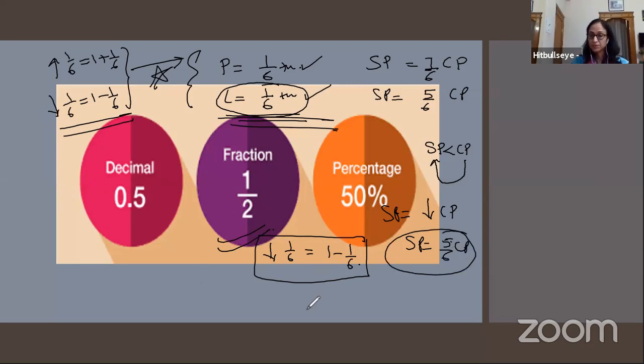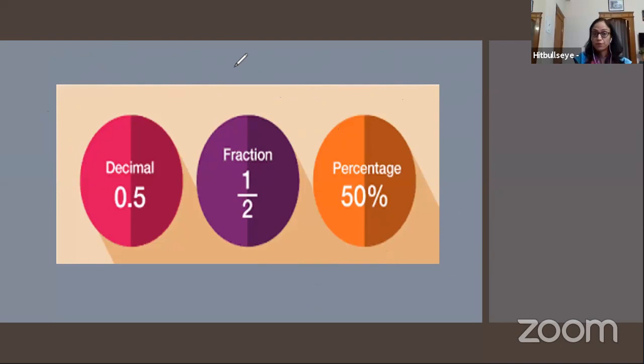Okay, now only that person will answer whom I'm going to ask. So, okay, Manisha, your chance. If profit is say 1 by 8, tell me this fill in the blank. What has to come here? Manisha. Manisha, go ahead.